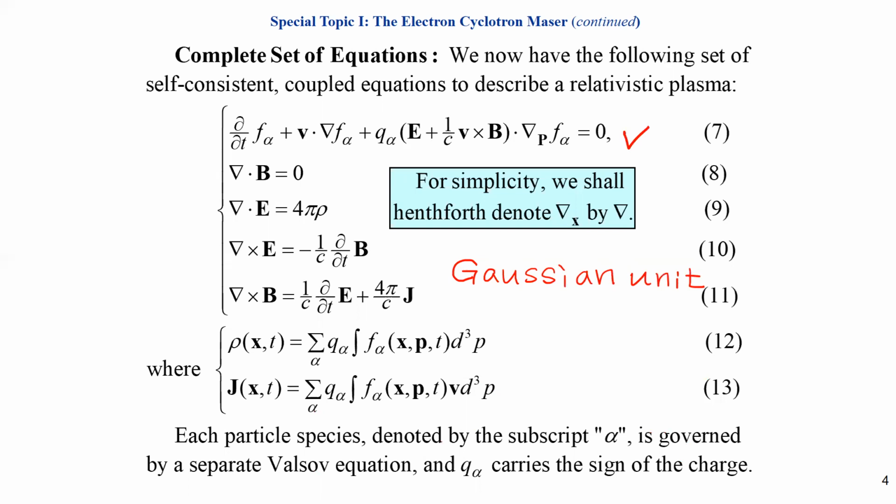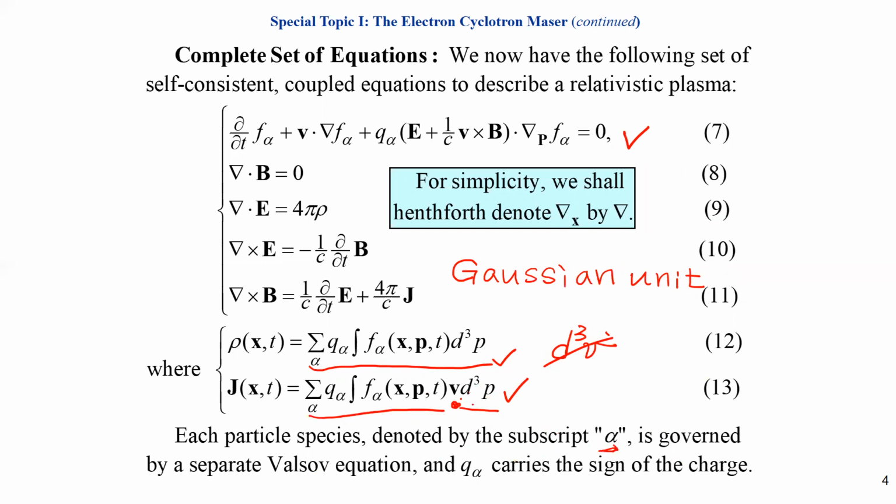Okay, that's Gaussian unit. And rho is related with this one. Rho is related with this one. And J is related with this one times this one. Okay. Each particle species, because that's momentum integration. Remember, in the old time, we use velocity integration. But now, we use momentum, okay?